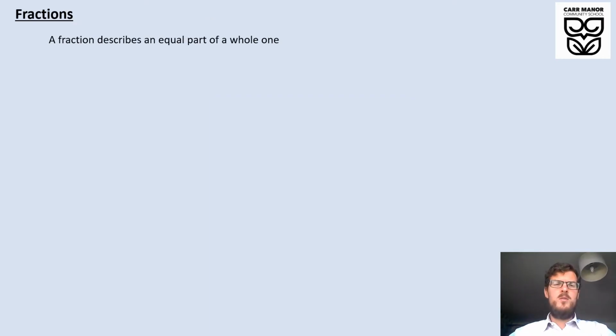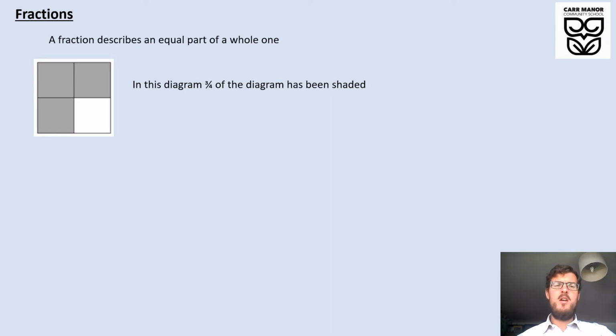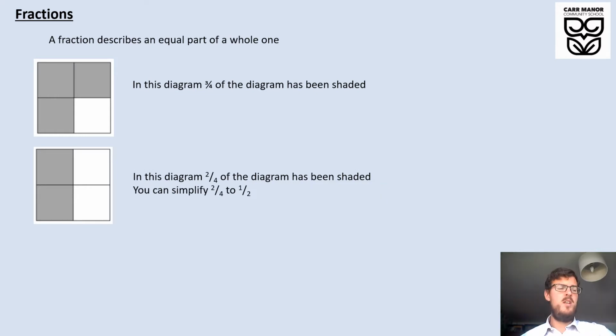So quickly going over what a fraction is, we remember that a fraction describes an equal part out of a whole. So in the first one, we've got 3 out of 4 squares in the big square shaded. So that's 3 out of 4, 3/4 shaded. In our next example, we can see 2 out of 4 have been shaded. Now we know we can simplify that to 1/2. We've got one column out of 2 columns shaded. So 2/4 and 1/2, it's a simplified fraction. They're equivalent fractions. We're going to look more at that later.